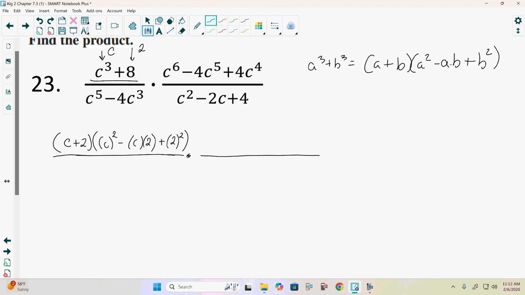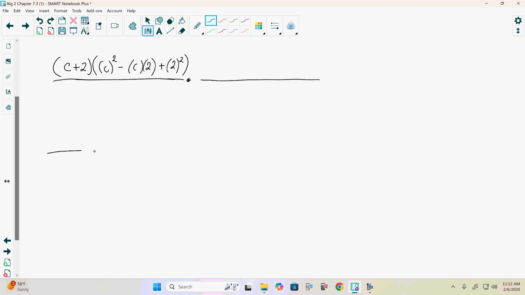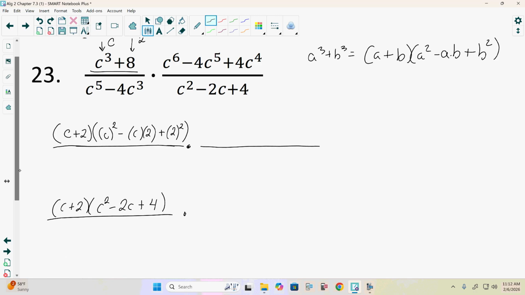Now, something does seem pretty interesting with this here. Inside that cubic, the quadratic part of it, well, if I went on and simplified it, that'd be c squared minus 2c plus 4, yes? Well, why is that familiar? Wait a minute. That other denominator is c squared minus 2c plus 4, yes?